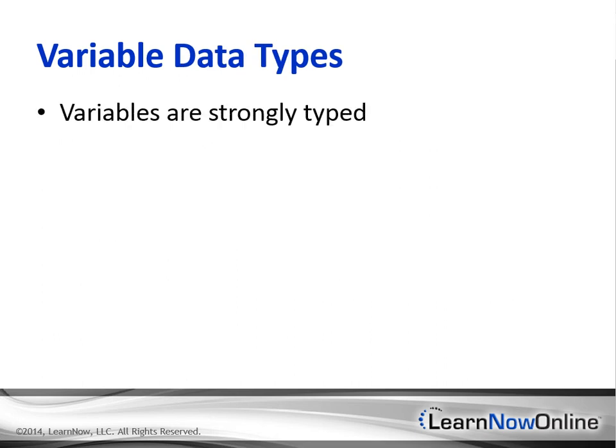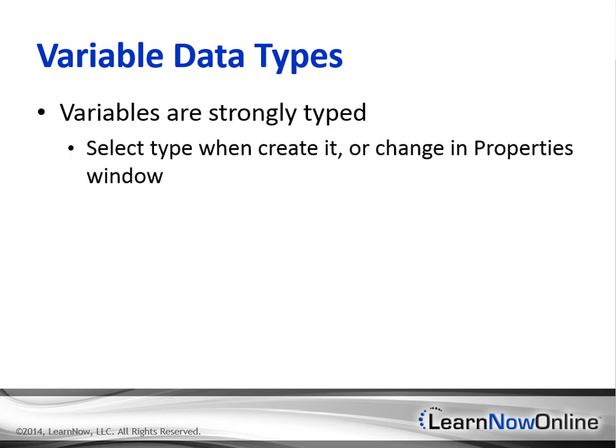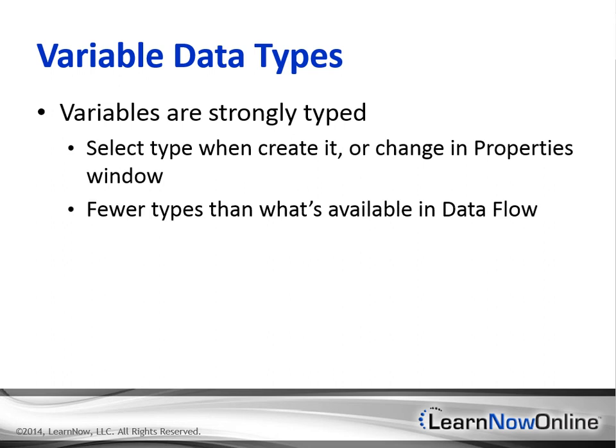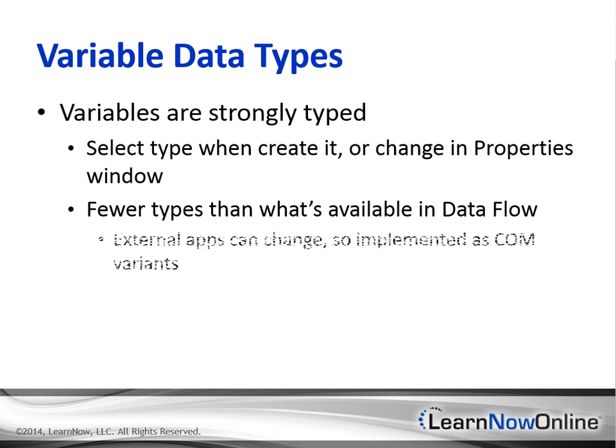Integration services variables are strongly typed, making it a type-safe environment. You can select a variable's type when you create the variable, or you can change it in the Properties window. The types available for a variable is a much shorter list than the data types that are available for data in the data flow of a package. This is because external applications can set the value of variables, so they're implemented as COM variants. As a result, variables are more generalized types than those that are available for data flows, the data flows that handle data coming from various data sources.